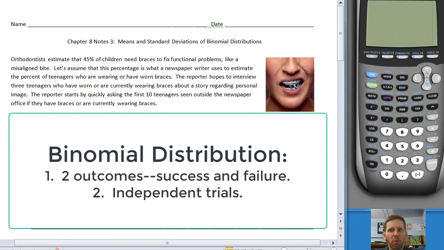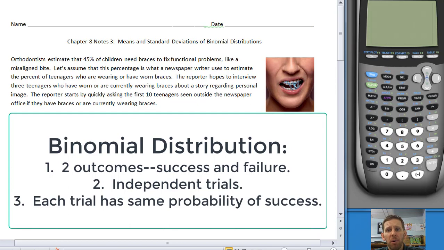Second, we're looking for independent trials. It doesn't say that here, so we're assuming independence in this case. But I think that's reasonable based on just asking 10 teenagers, assuming maybe they're not related. Third, the same probability of success for each trial. It does say we're supposed to assume 45% of all teenagers have worn or are currently wearing braces. So every person we talk to, there's basically a 45% chance.